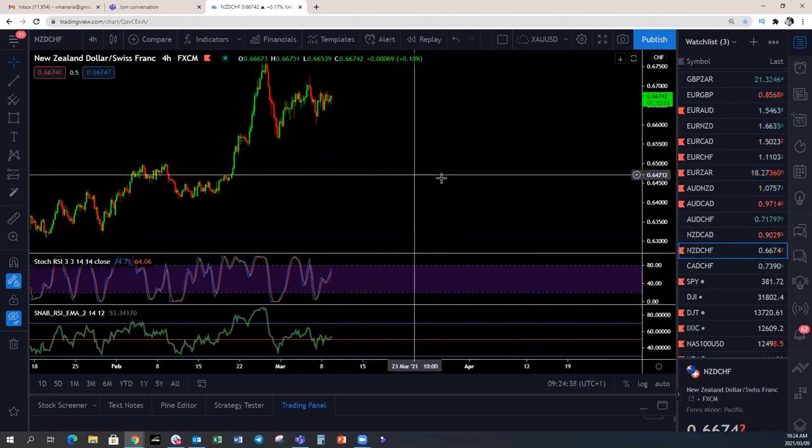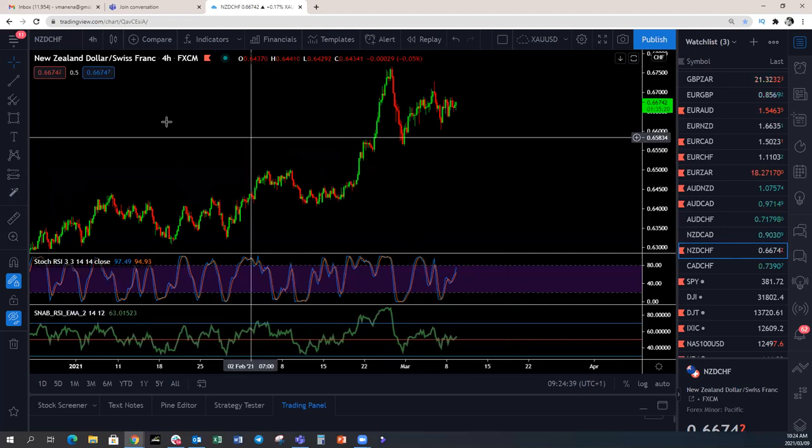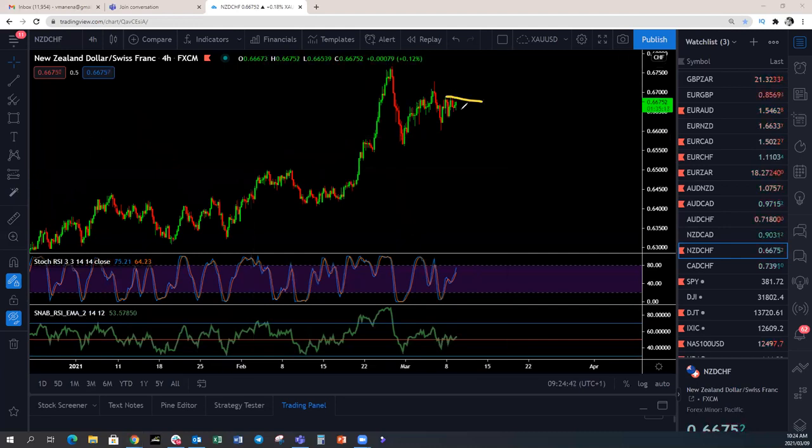NZD/CHF. CHF is still weak, so expect the New Zealand dollar to keep pushing up higher, even if it does this and continues up higher. So the CHF is still showing weakness.